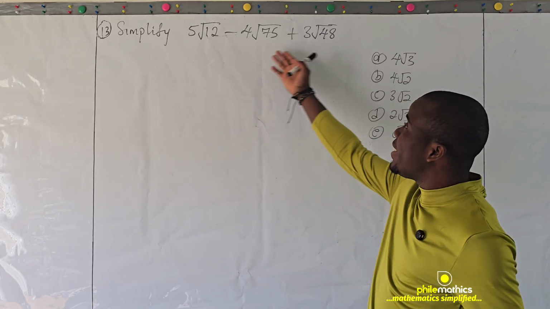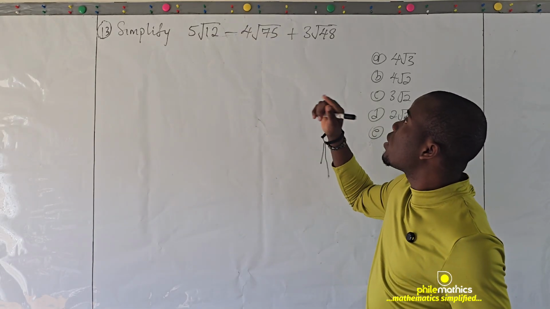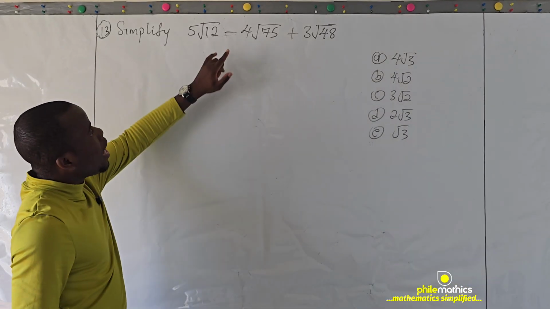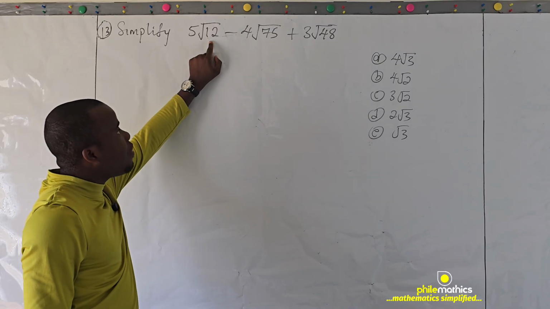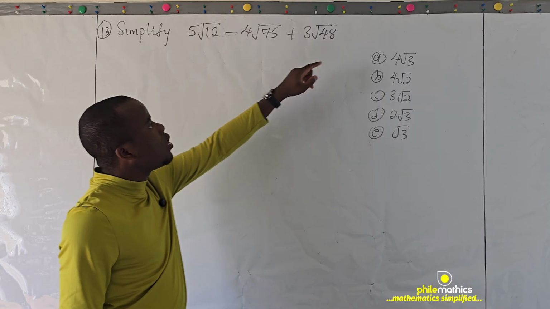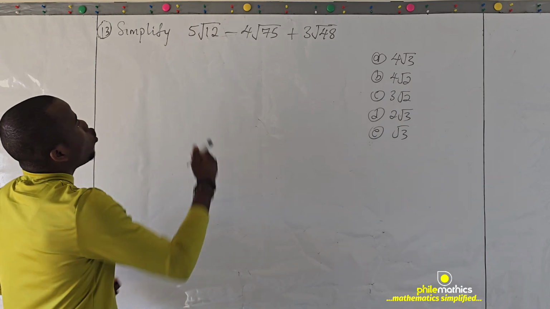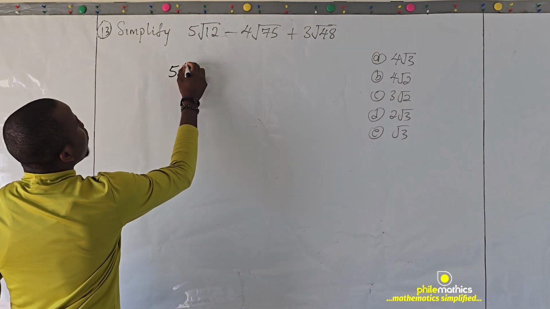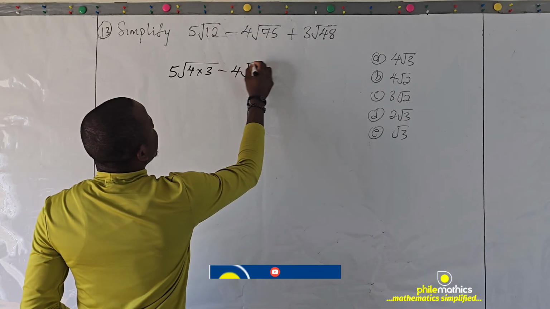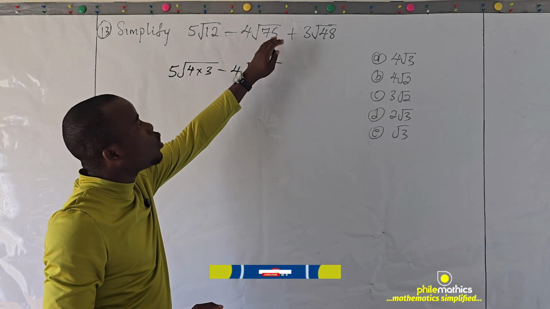I am asked to simplify this surd: 5 root 12 minus 4 root 75 plus 3 root 48. And how we go about it is you ask yourself, what is the largest perfect square in 12, 75, and 48? So if you look at 12, you agree with me that 12 is 4 times 3. And so I can reduce this as 5 root 4 times 3 minus, if you look at 75, the largest perfect square inside is 25. So I can reduce it as 25 times 3.